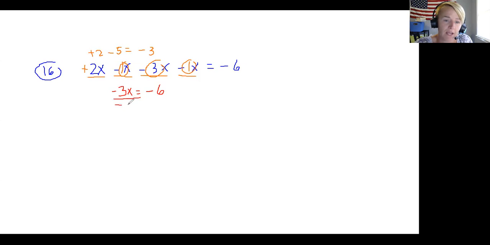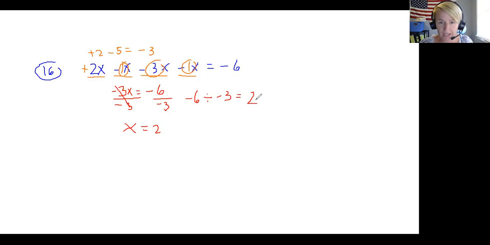I have negative 3 times x. I want to divide by a negative 3. These are going to cancel, and this is going to give me x equals 2. Why does it give me x equals 2? Well, negative 6 divided by negative 3. We know a negative divided by a negative is positive. 6 divided by 3 is 2. So we end up with x equals 2 for number 16.